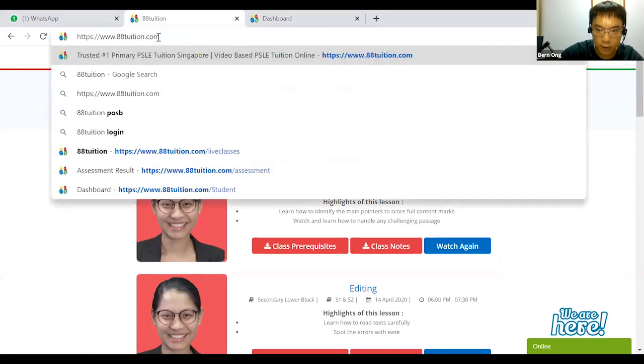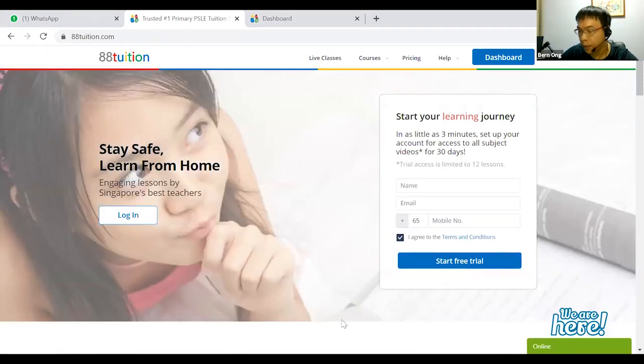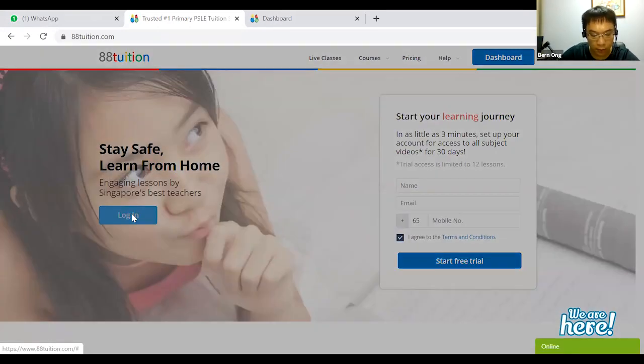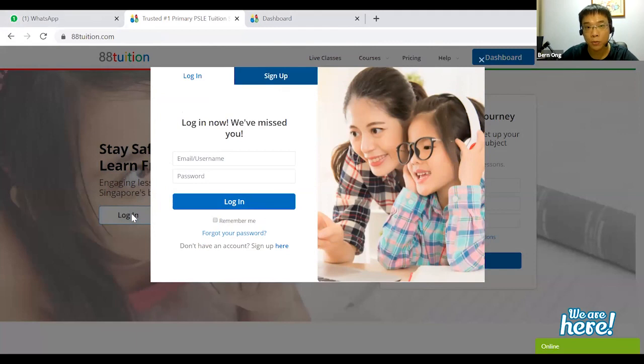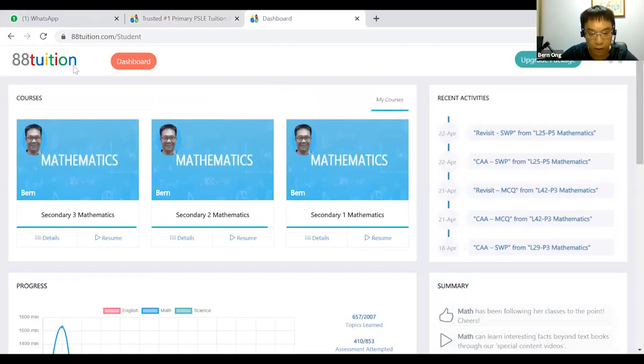Okay, you will see this as our front page, right? You can actually log in with your username and your password. If you are students, you have all this information. Just log in and you are able to go into this page. Okay, this is my dashboard. I have everything, because I teach most of the lessons here.